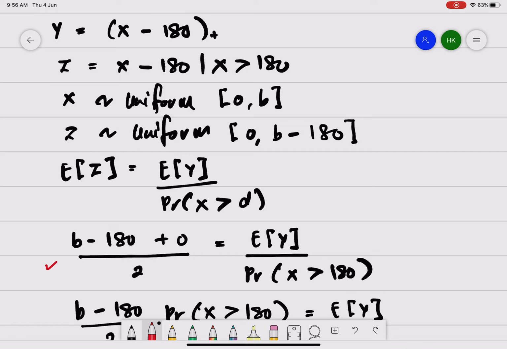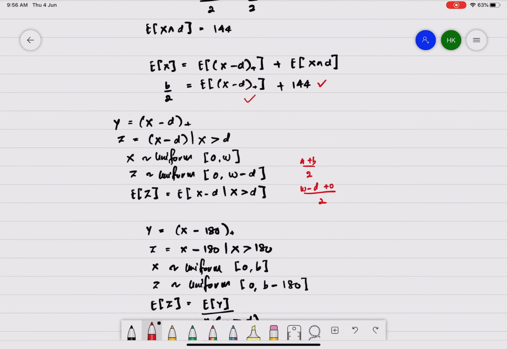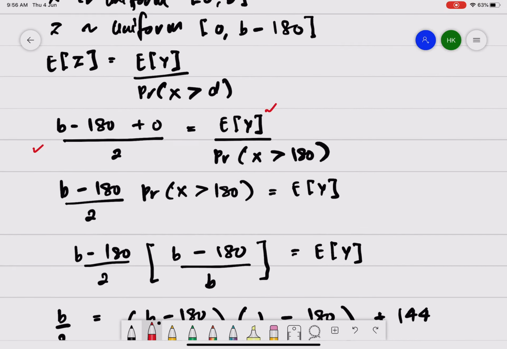Okay, so this is what we're after. We want to know what this is here. We want to insert this value at the top here. Okay, we want to insert here the expected value of X minus D plus here. So we want to find that in the form of B.